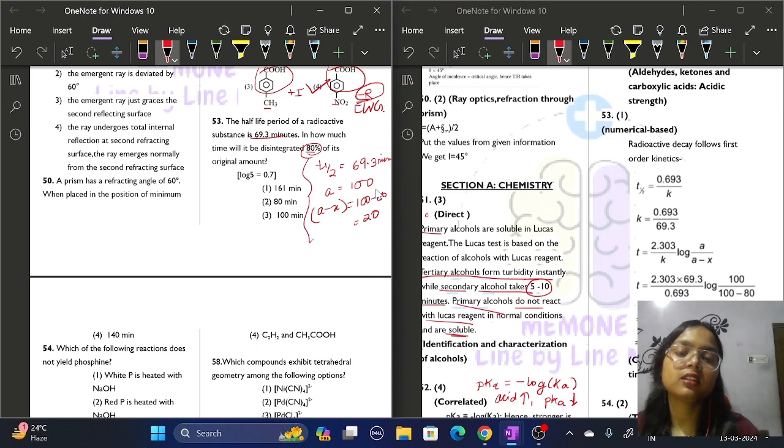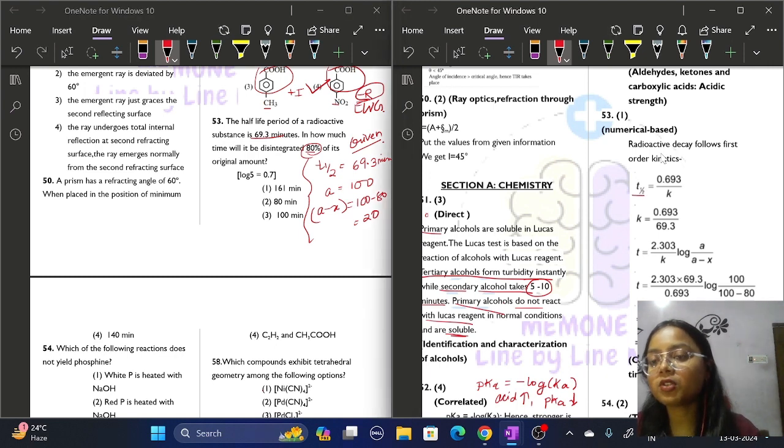These are the given values in the question. Accordingly, we have to find the answer by putting them in the formula. The formula for T half is 0.693 by K. If we interchange this, K is equal to 0.693 by T half. So this is the value of K. Let it be equation 1.